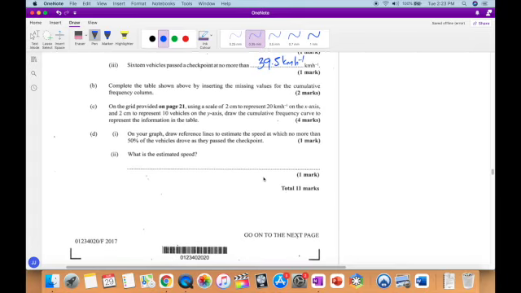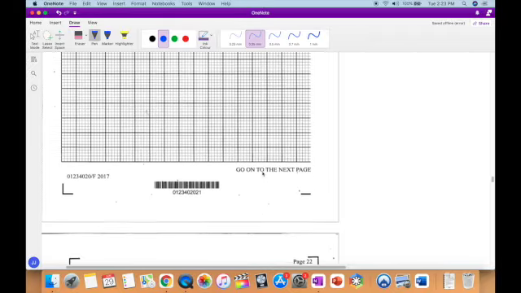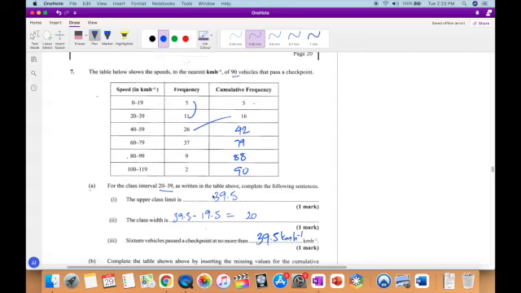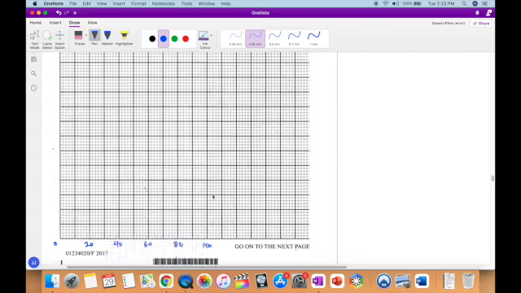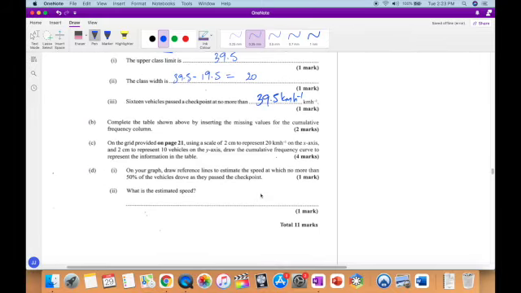So on our graph provided, use the scale 2 centimeters to represent 20 kilometers on the x-axis. So 2 centimeters to represent 20. So from 0, I'll go 20, 40, 60, 80, 100 kilometers. Oh, and I'll need up to 120. So I'll put 120 over here.